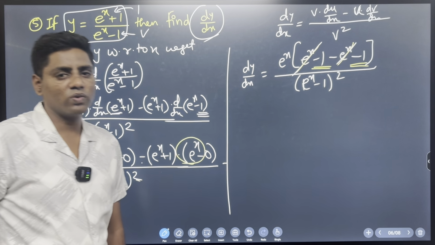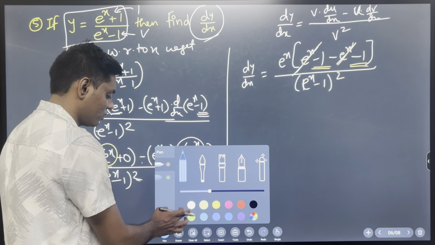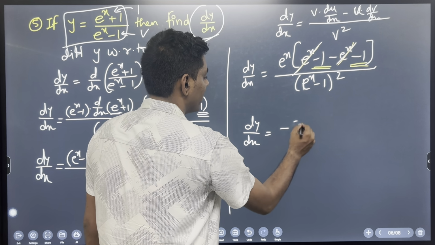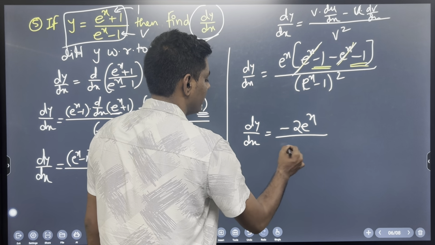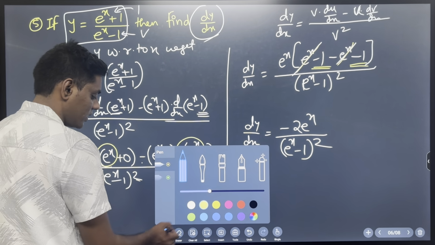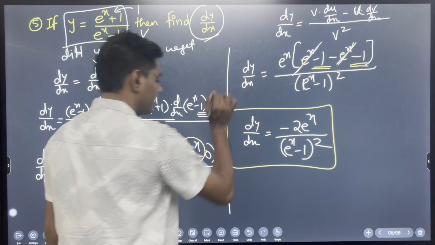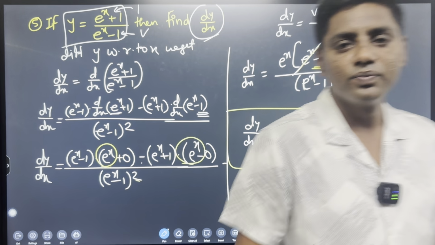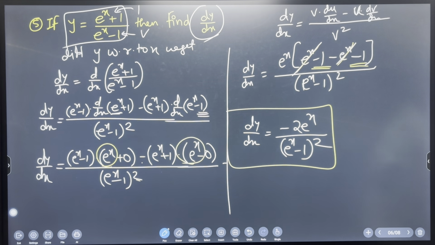What is the value of minus 1 minus 1? That is minus 2. So the final answer is dy by dx equal to minus 2 into e raised to x divided by e raised to x minus 1 bracket square. In such a way we solve the example, which is very simple. Make sure to make notes of the given example, write it down or take a screenshot of it, then you can practice at home.